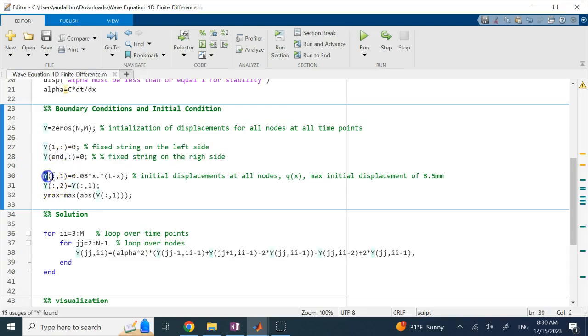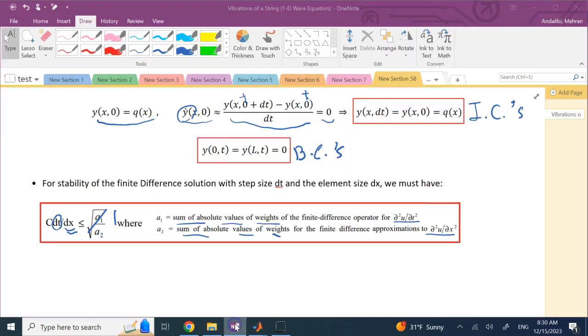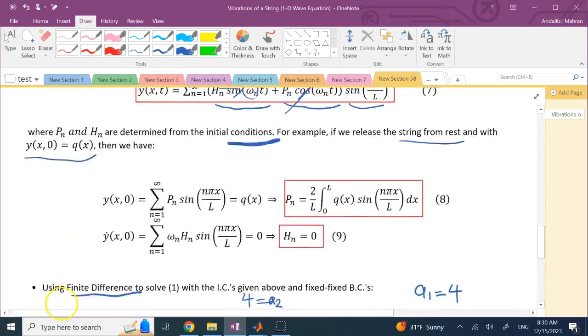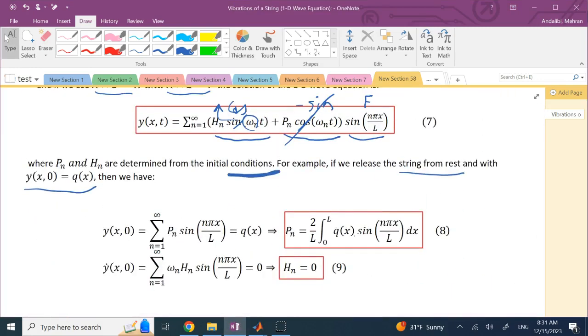Then Y at any location at time 1, here this is my Q of X function, is equal to X times L minus X times 0.08. Now how did I pick this one? Well, you can choose any Q function that you want, as long as there is a condition that you need to satisfy. What condition? Can you pick any Q function? Yes, as long as this Q function satisfies what? Let me type it for you.